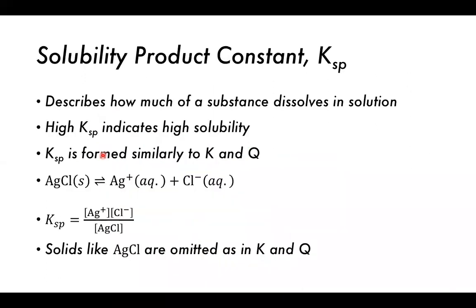So then the solubility product constant. This just describes how much of a substance dissolves in solution. And so a high solubility constant indicates high solubility. This is like the equilibrium constant. Just think of it as an equilibrium constant for how much something dissolves in something else.